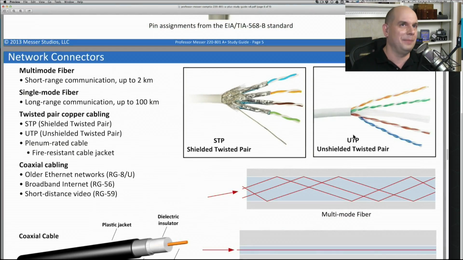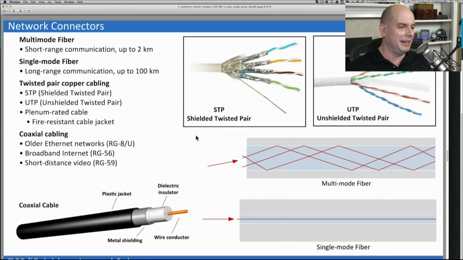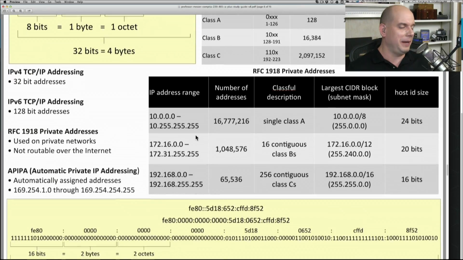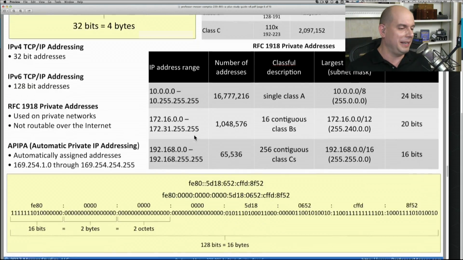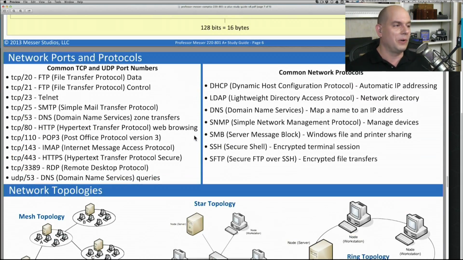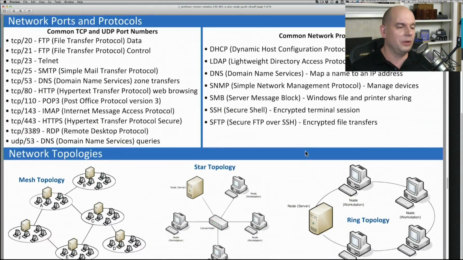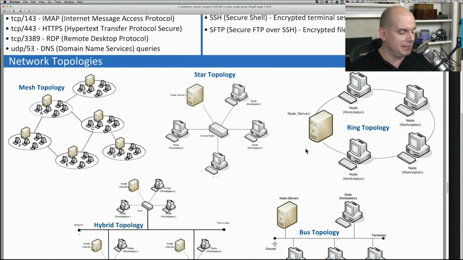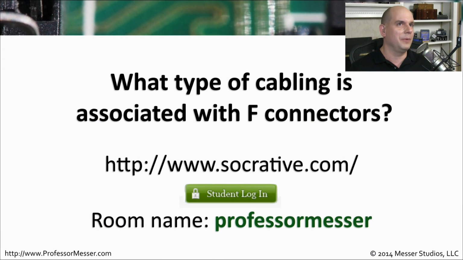So here's a good example of some of the things that are in the study guide: twisted pair, unshielded twisted pair. There's IP addressing information, ports and protocols. We were talking earlier, all those ports and protocols, they're in the study guide. So you've got something to go with whenever you start working with that study guide. So our question about F connectors, what was the right answer?